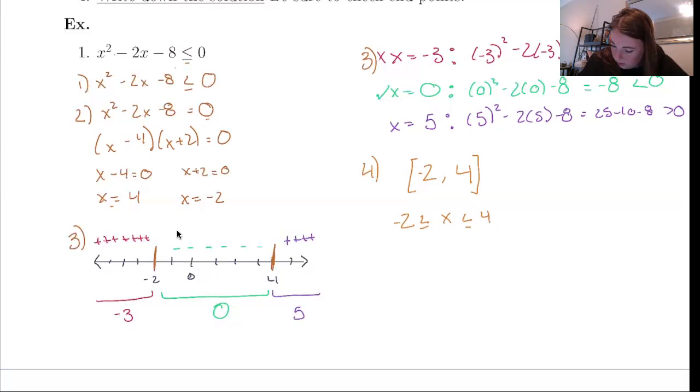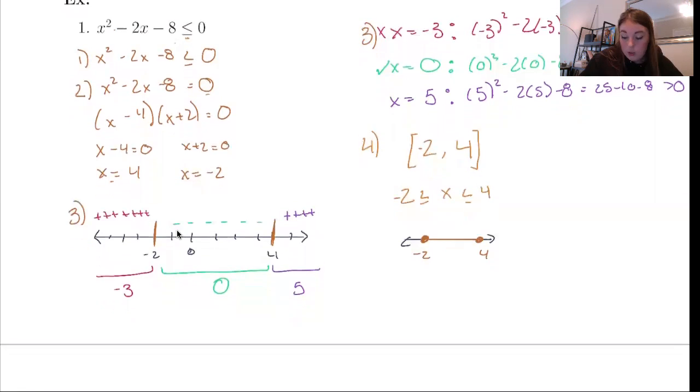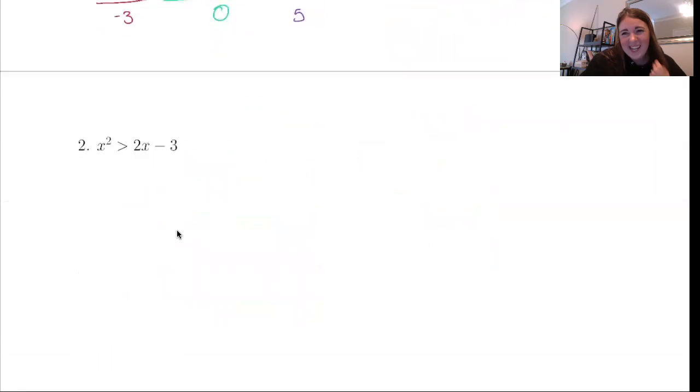Or you could draw, short and sweet, a number line, -2 and 4. All those are good answers. Okay. So we're going to do more of these. Okay, we're going to do one more of these.